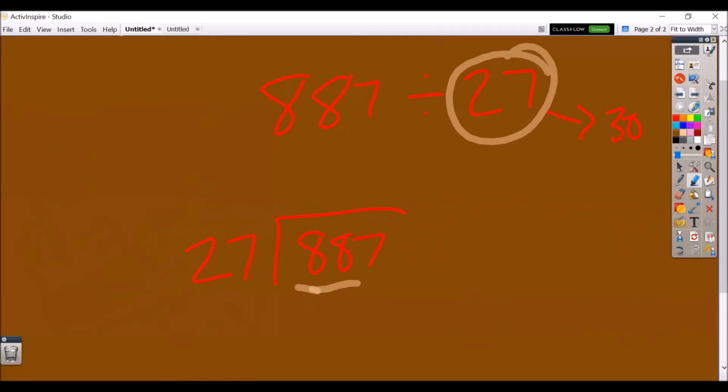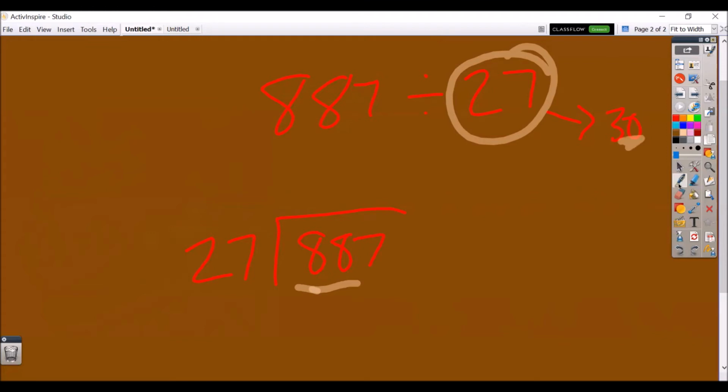Well, now we're talking tens. But again, at this moment, you can forget about that 7. We'll deal with that digit later, and we're dealing with 88 divided by 27. Well, 88 is definitely larger than 27, so we know that there's at least one equal group. And this is where we do our estimate to try to figure out what's the starting point.